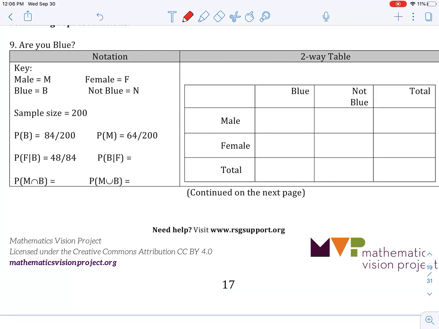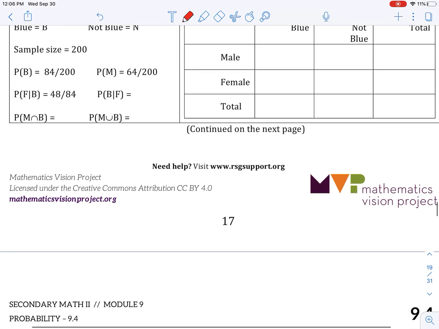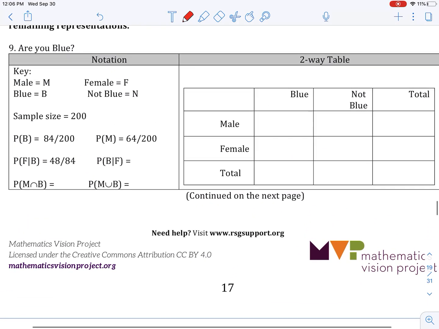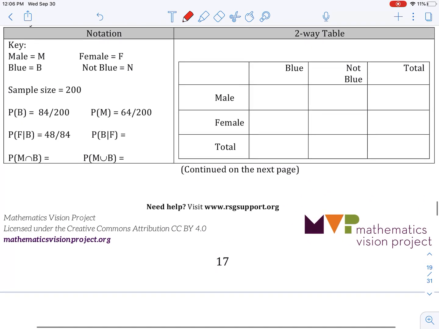Okay, here's the two that we did in class, and I wanted to do them just so you guys have some more practice on this if you needed it, okay? This time we're given the probability statements, all right? And it looks a little different on your Go formative, but the table and the tree are down here on this one, okay? All right, so this one, our sample size is 200, so remember that is your total.